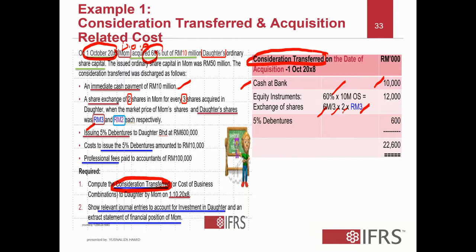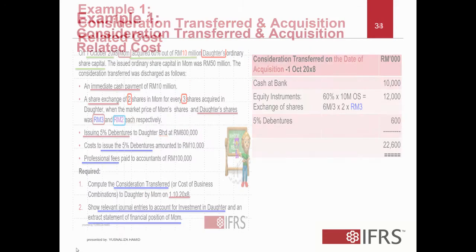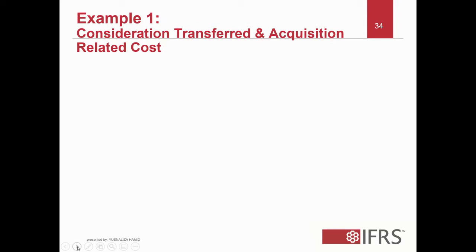And there was also an issuance of debenture amounting to 600,000. So that is what happened on 1st of October. So you will get 22,600. This is the total consideration transferred on 1st of October, year 2000x8, and this is on the date of acquisition. So let's look at the next one.